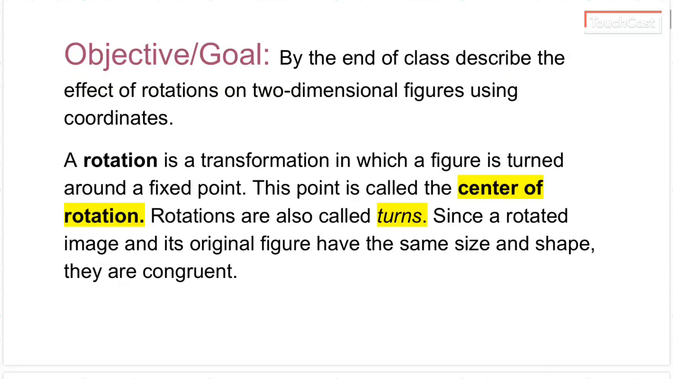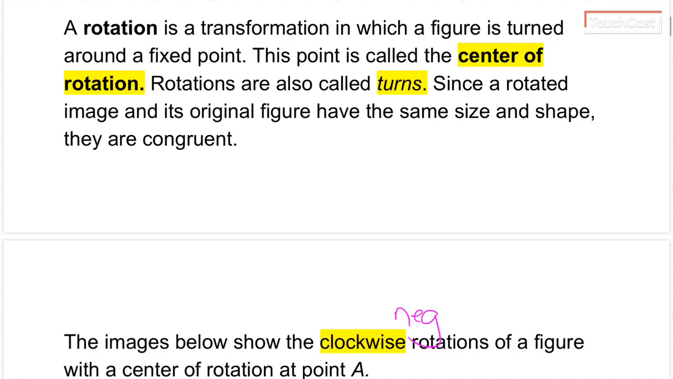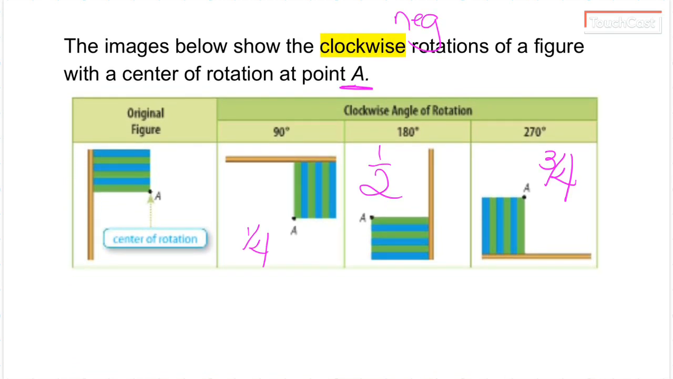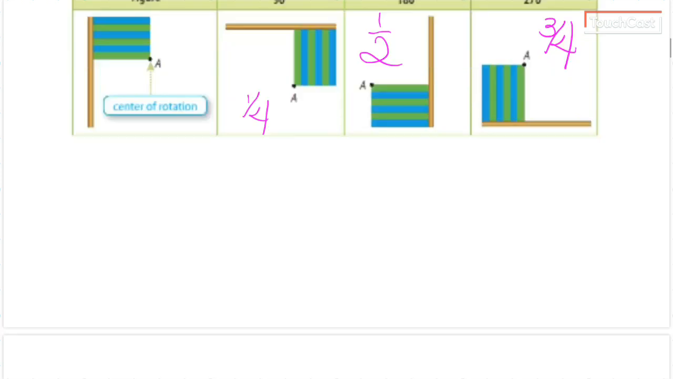You already got the definition. Rotations are turns, so I'm not going to write anything more on that. The images below show the clockwise rotation, which is a negative rotation of a figure with a center of rotation at point A. And you can see that I've written the 90-degree rotation is a quarter turn, 180 degrees is a half turn, and 270 is 3/4.